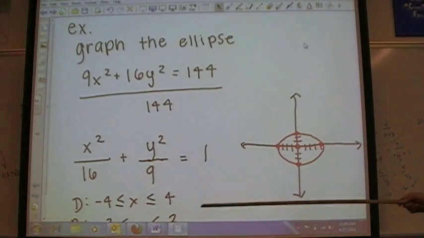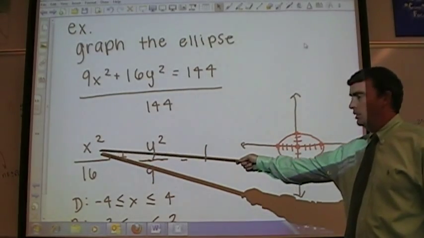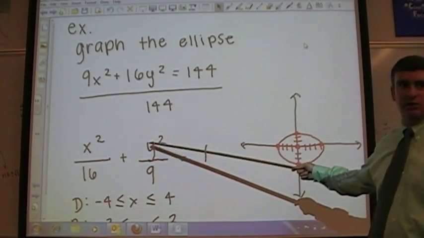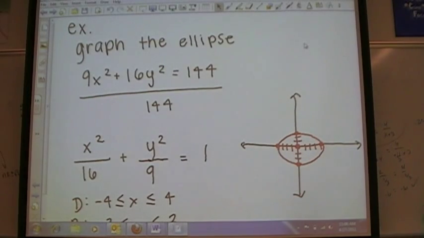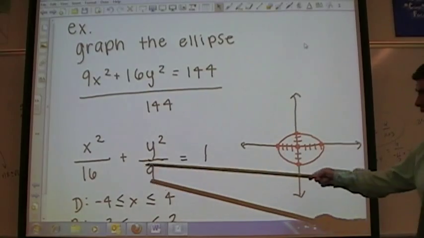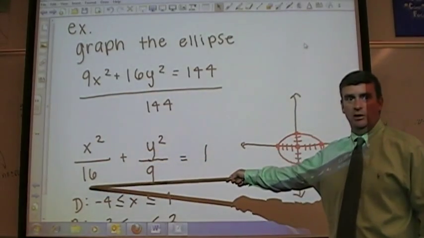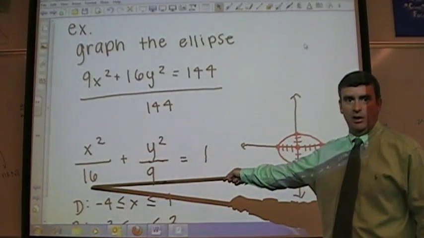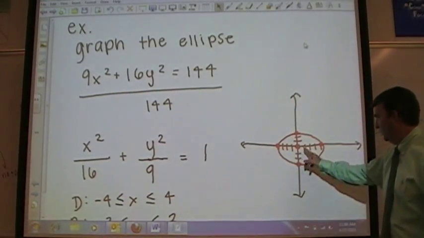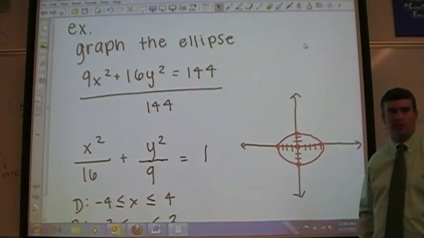The center of the ellipse is 0, 0 because nothing's being added or subtracted to x or y. So you put a point at 0, 0. Then you look at the number under the x, which is 16. Take the square root of that: 4. Go 4 units right, 4 units left on the x-axis.